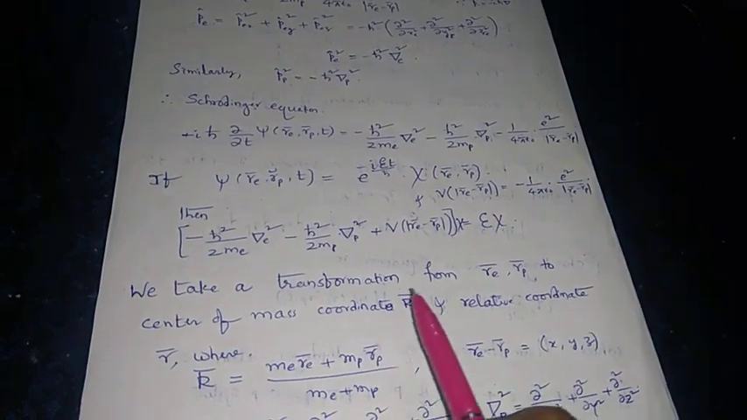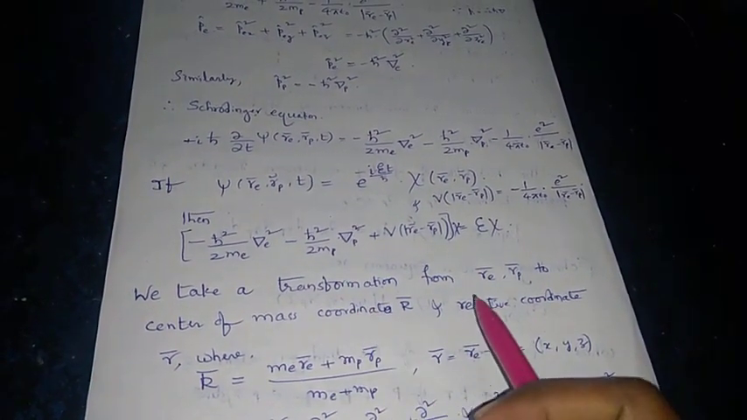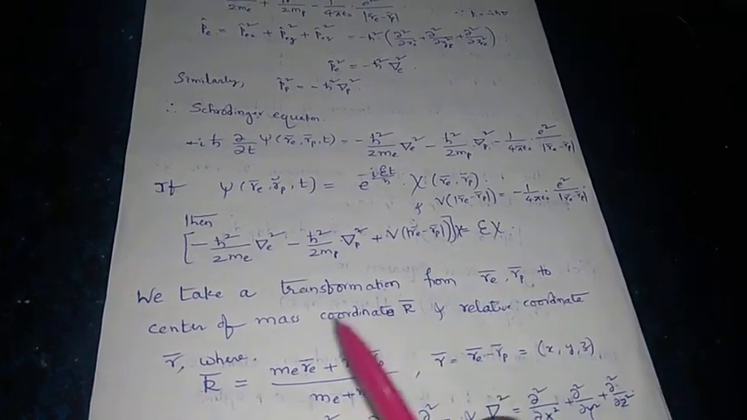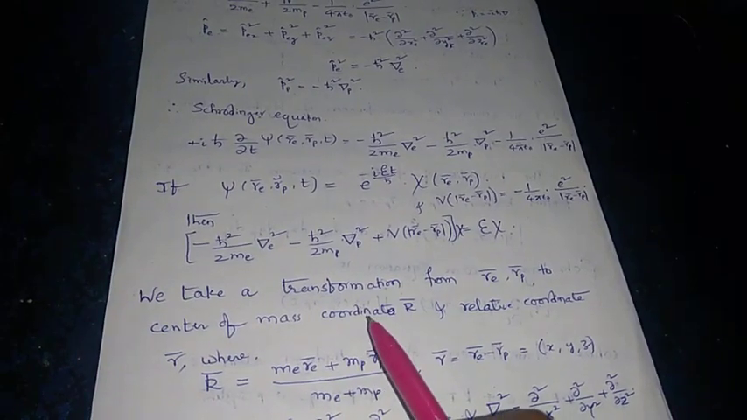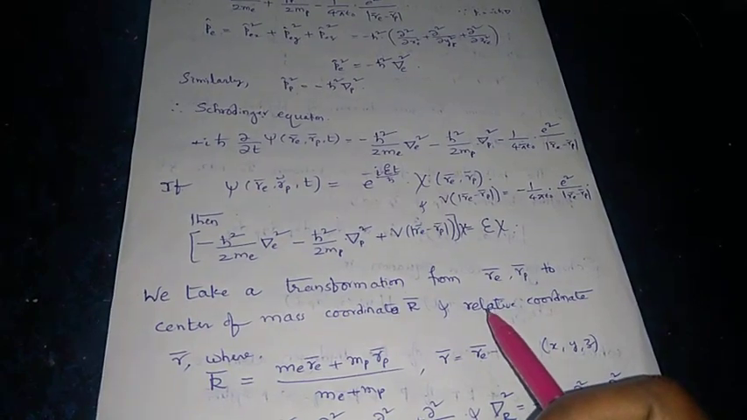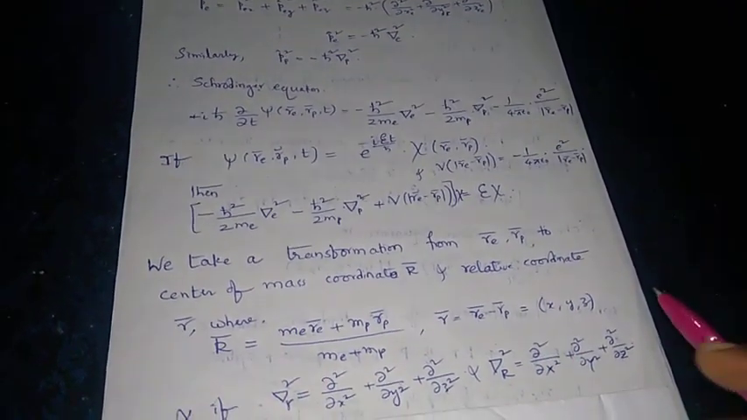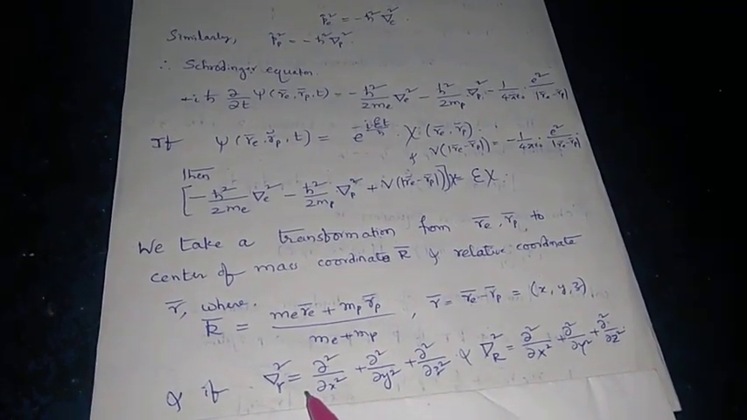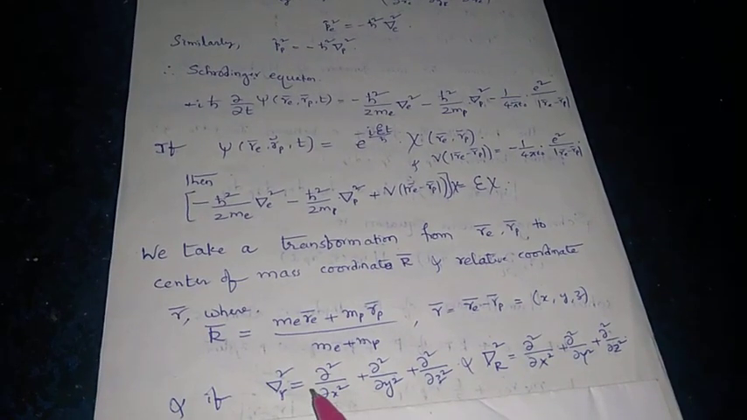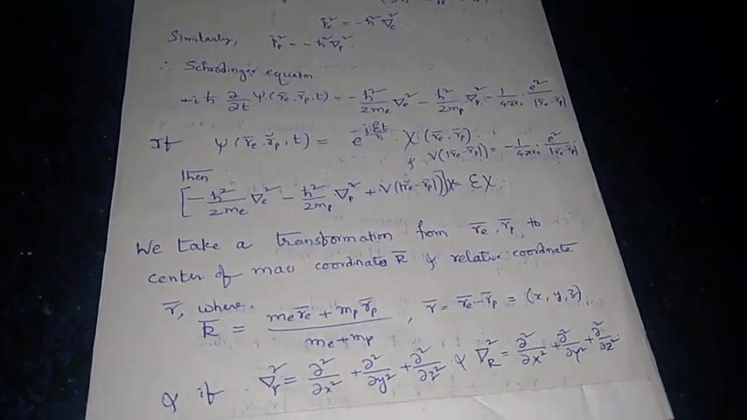And to solve this differential equation, we take a transformation from the r_e and r_p vectors to the center of mass coordinate, vector R, and then the relative coordinate, small r, where they are defined like this. And we can also have the definitions for the del squares in terms of those new vectors like this.